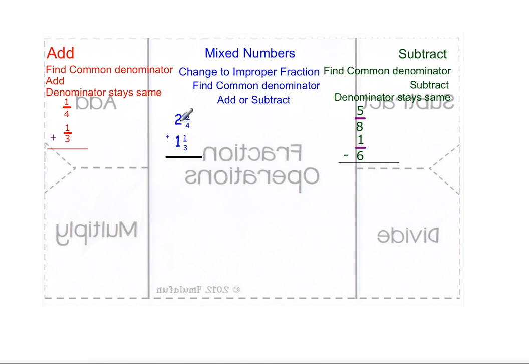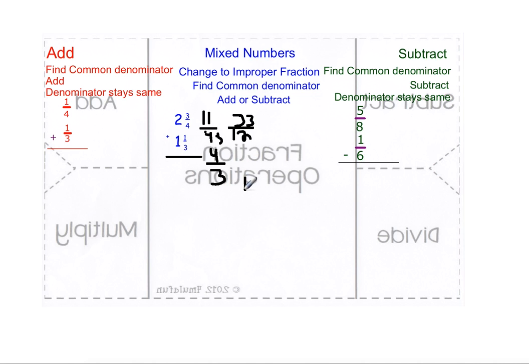Alright, so let's check it. 2 times 4 is 8, plus 3 is 11/4. 1 times 3 is 3, plus 1 is 4/3. Now I need a common denominator, so I'm going to have to make an equivalent fraction. The only denominator that I would have in common would be 12. So how did I go from 4 to 12? I times by 3. 11 times 3 is 33.